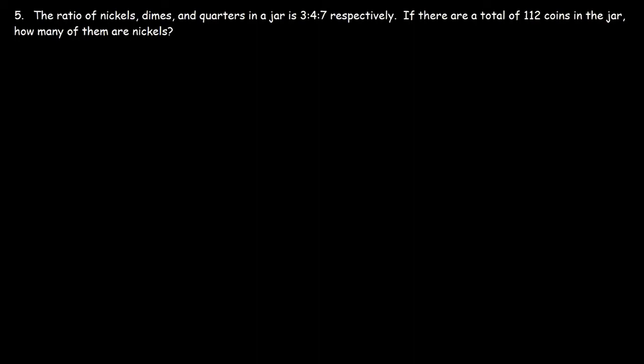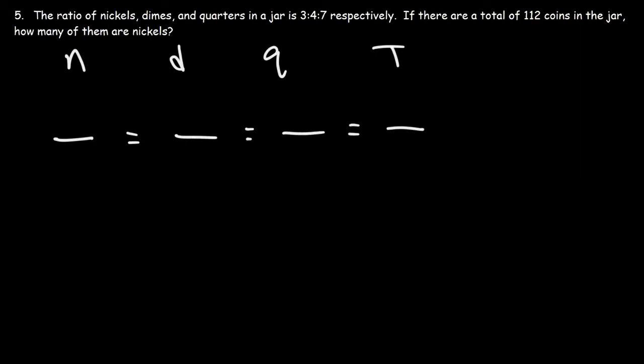So we can set up many fractions to get the answer. We're going to have nickels, dimes, quarters, following what we have here. And then I'm going to add another category, that is the total. So in this case, we're going to have 4 fractions. On top, I'm going to put the ratio. If there are 3 nickels, there's going to be 4 dimes and 7 quarters. In this case, the total number of coins will be 3 plus 4 plus 7. That's going to be 14.